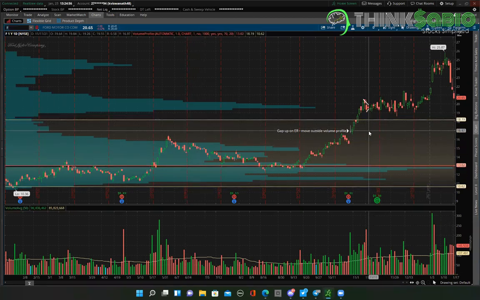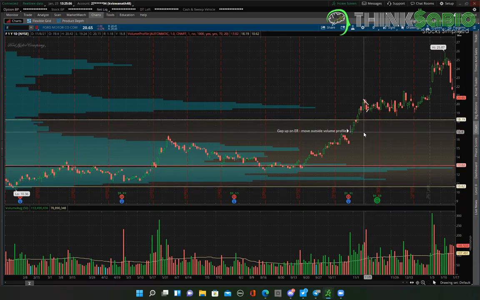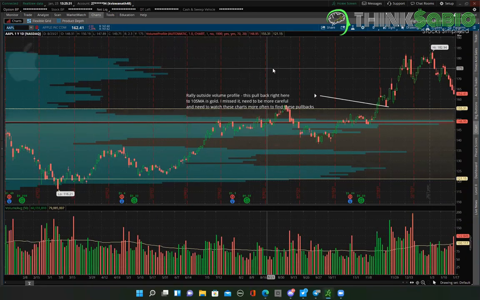But for the most part, this will not move drastically, but it will move slowly, point by point. So this volume profile high used to be here. I think it's probably here at 1667. So this is my note for myself: a gap up on ER and then a move outside the volume profile right here. That means there is a potential for this stock to move higher once it moves above the volume profile, right? So let's look at Apple, for example.